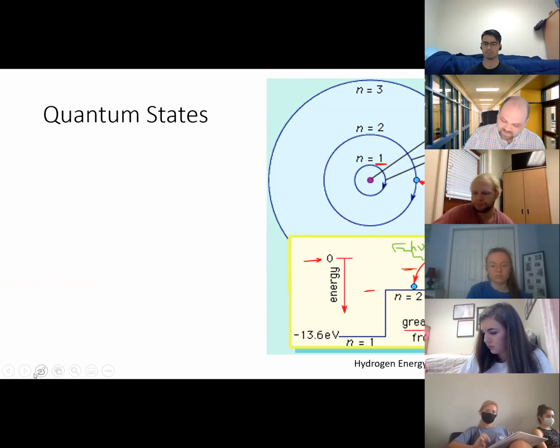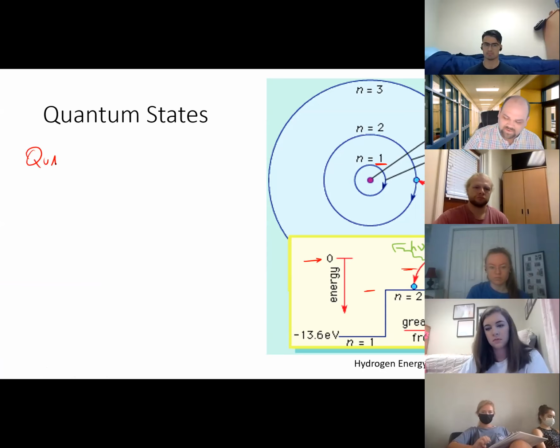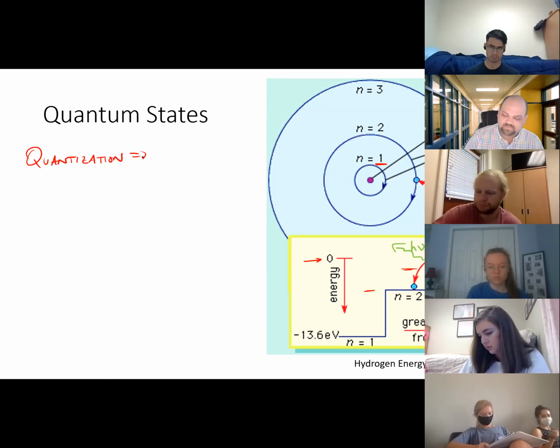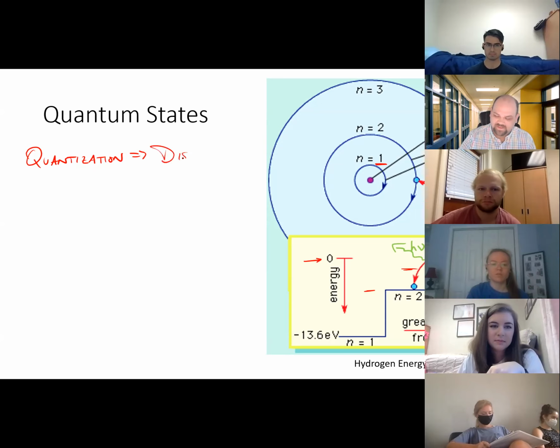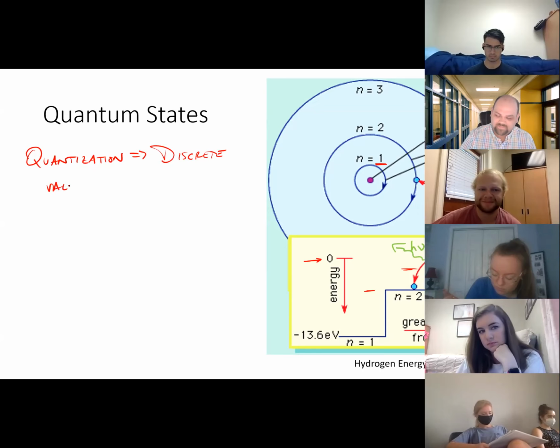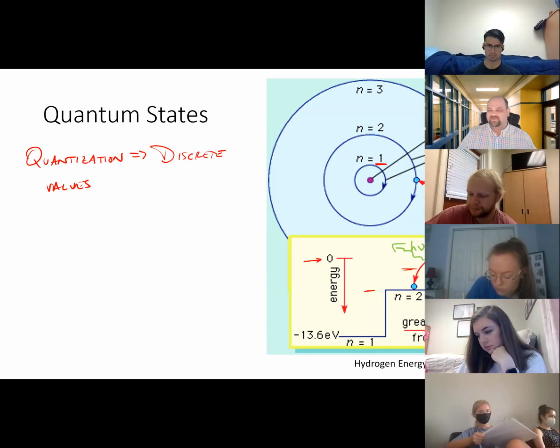With quantum states, what do we think about when we think about quantization? What does it mean to be quantized? Like a discrete number. Yeah. Here's our math terms. When we talk about quantization, we're talking about something with discrete values, with known values.